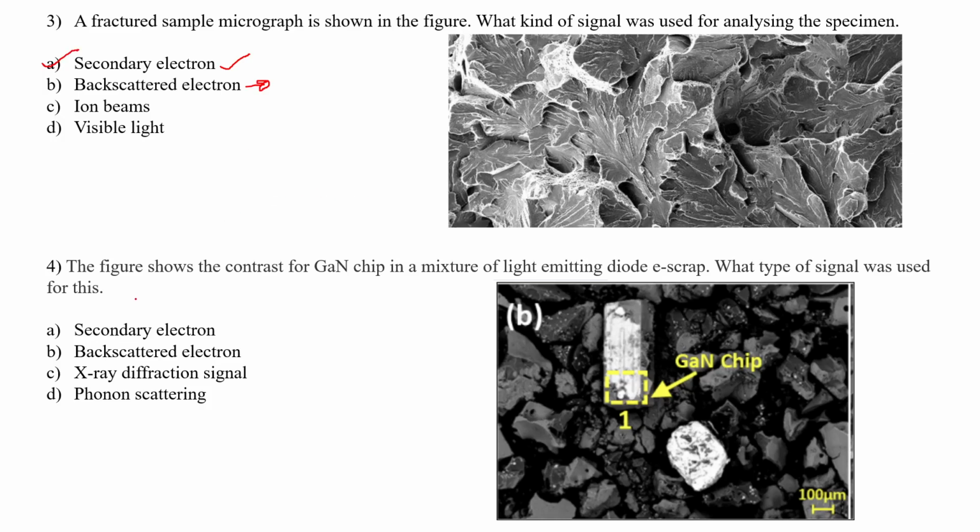The next question says the figure shows the contrast for a gallium nitride chip in a mixture of light emitting diode. What type of signal was used for this? So this you can see is the gallium nitride. It is appearing much brighter as compared to the rest of the image. Can anybody make a guess? This fourth question is very easy. Can anybody tell which electrons are being used in question 4 to image this gallium nitride?